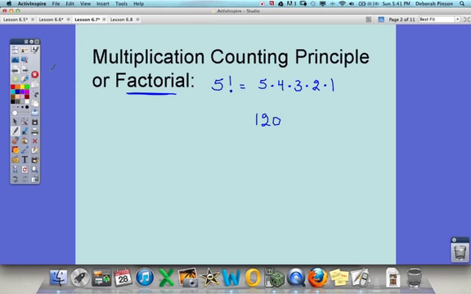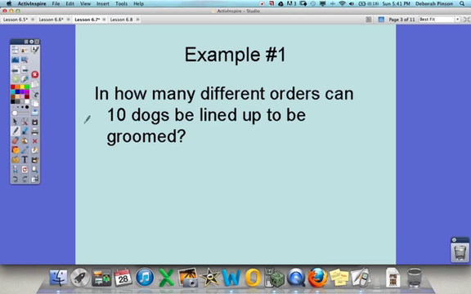So let's look at situations when it would be used. We're going to look at 2 of these and then add permutations and combinations. So here's the first one, and it says, in how many different orders can 10 dogs be lined up to be groomed? So if we're talking about the first spot for the first dog to be groomed, I could pick any of the 10 dogs to start with, right? So I have 10 choices for that first dog to be groomed. Now, for the second dog, I've already picked 1 dog. I've got 9 choices left.